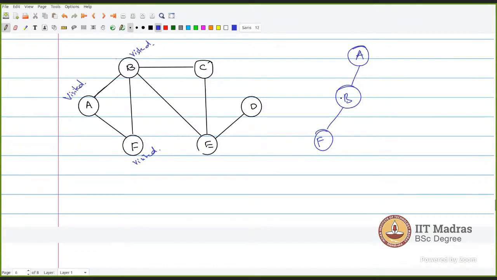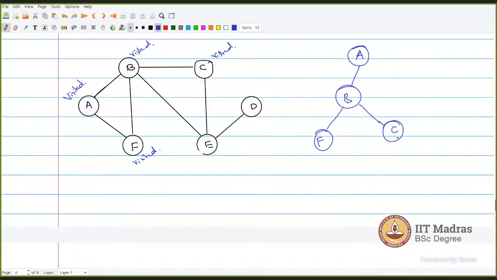And from B, I again choose another unvisited vertex. There are two unvisited vertices, C and E. I will randomly choose any one of them. I will choose C, and once I choose C, I mark it as visited. So now I am at C. I forget about B. So suspend B.